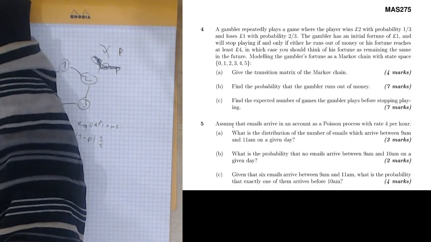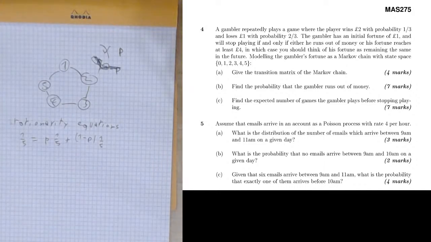Yep, now exercise 4. A gambler repeatedly plays a game where he wins £2 with probability 1/3 and loses £1 with probability 2/3. He has an initial fortune of £1 and he stops playing when he reaches 0 or £4. So it's a kind of gambler's ruin model. So give the transition matrix of this thing.